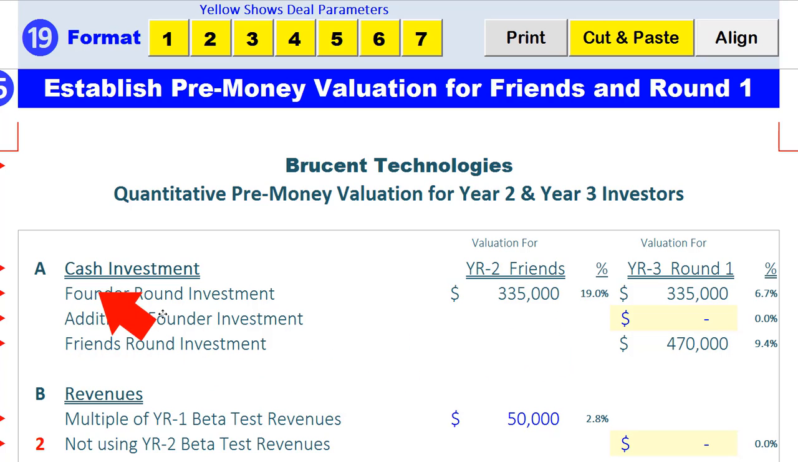So one of the key questions is how much cash has been invested. So here we have the founder round. It happened to be $335,000. We would also put that over here as well. Additional founder investment that may come later. And the rounds, the friend round investment is $470,000. That came from this column here into the next year. Now, let's scroll up a little bit.